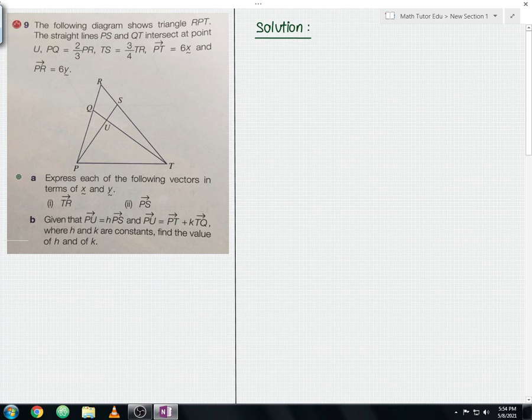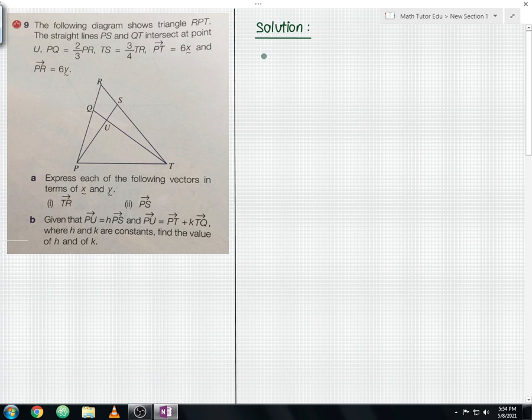Okay, continue to read the question part A. Express each of the following vectors in terms of component x and component y. In this case, we are required to find vector TR and vector PS. So this is for the question part A. Continue to read for the question part B. Given that vector PU equals h vector PS and vector PU equals vector PT plus k vector TQ, where h and k are constants, find the value of h and of k. So this is the overall question.